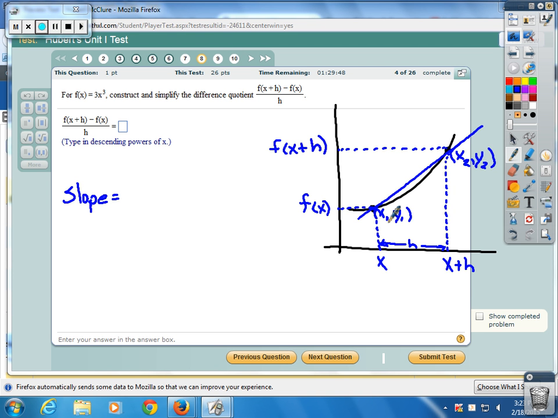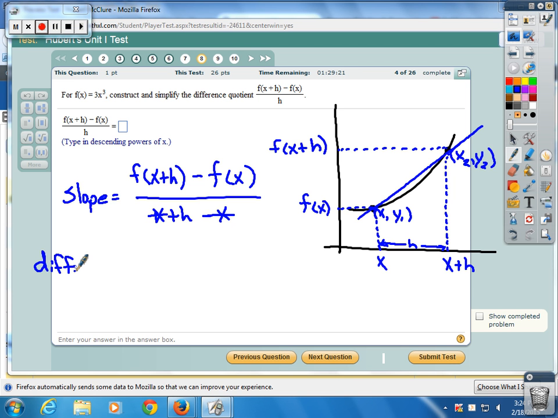So y sub 2 would be what? F of x plus h, minus, what's the f of x sub 1? F of x, over x plus h minus x. What happens to the x's? And you're left with the difference quotient, which is the slope.